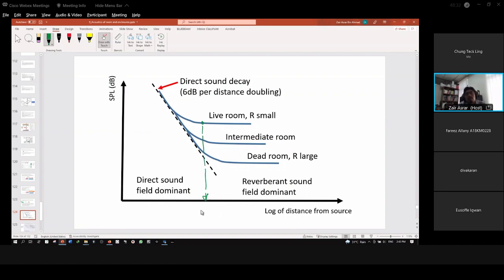So at this point, we have our r there. What is r? This is our room radius. Before this r, we have the direct sound. After this r, we have the reverberant sound field, and in this reverberant sound field we can reduce the level by adding absorption.